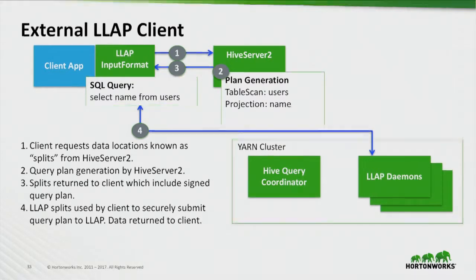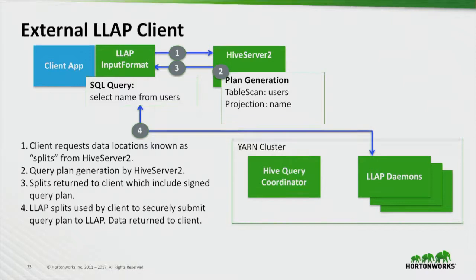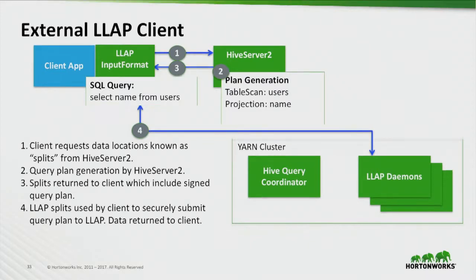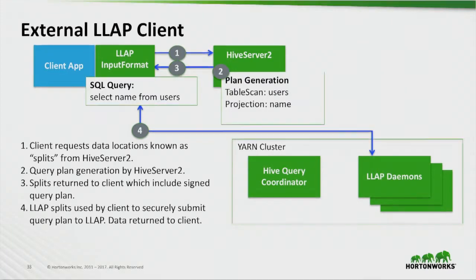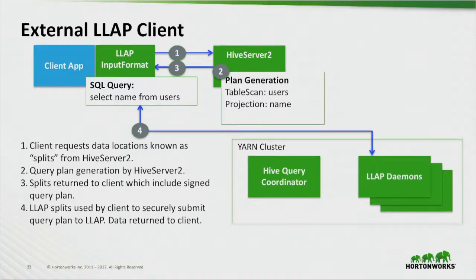Hive Server 2 is still the initial entry point. So the client will submit the query to Hive Server 2. And like before, Hive Server 2 will compile the query and generate a query plan. But this time, rather than the plan being sent down to a query coordinator to run, the query plan is returned back to the client application as a signed package. Then it's the client application which is responsible for directly communicating with LLAP to submit the query plan. And then LLAP will run the plan and return the results back to the client.